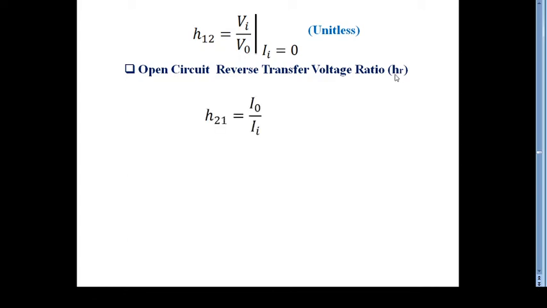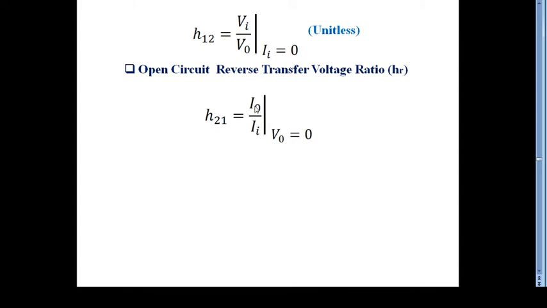Okay, so next, now we have to find H21. For H21, we can simply write I0 by Ii, keeping output voltage 0. Okay, simple mathematics is there. So this one is output by input, and V naught equals 0. So it is a forward current ratio, and short circuit, output voltage V naught is 0. So we can say this one is the short circuit forward transfer current ratio.